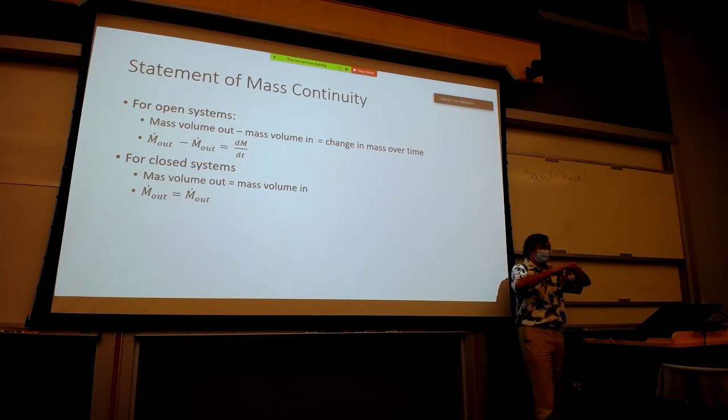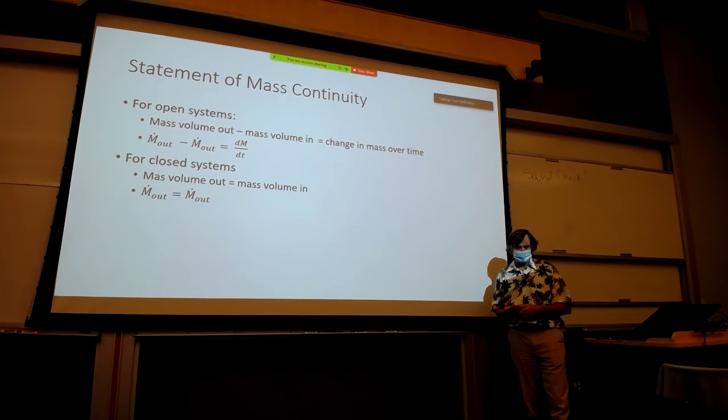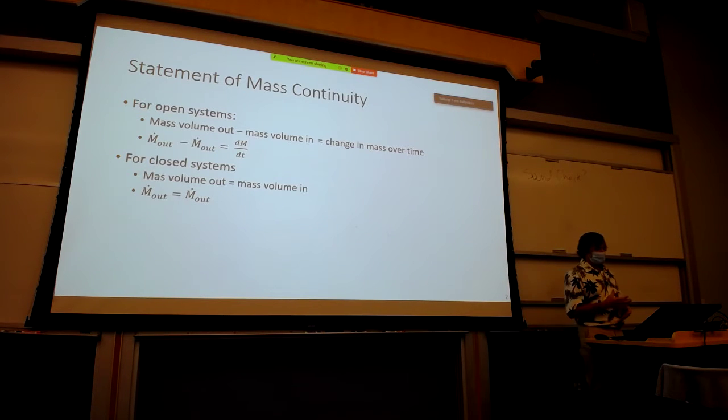mass law that says for a system, and again, if you want to take a very simple view of a system, your bathtub can be a system. For a system, the mass volume out minus the mass volume in is equal to the change of mass over time.